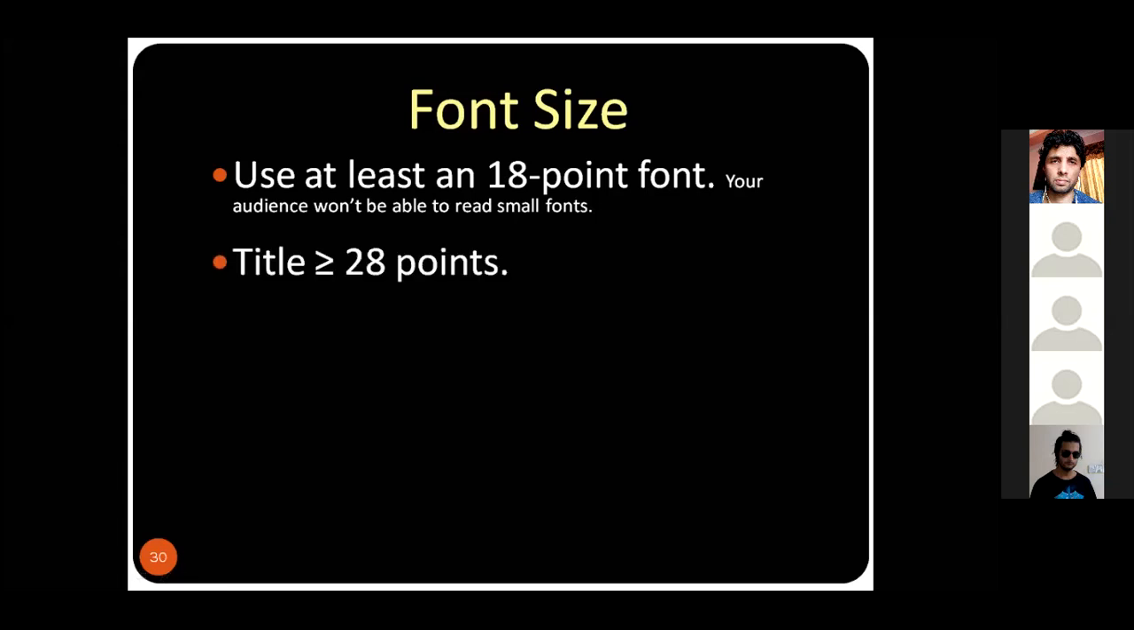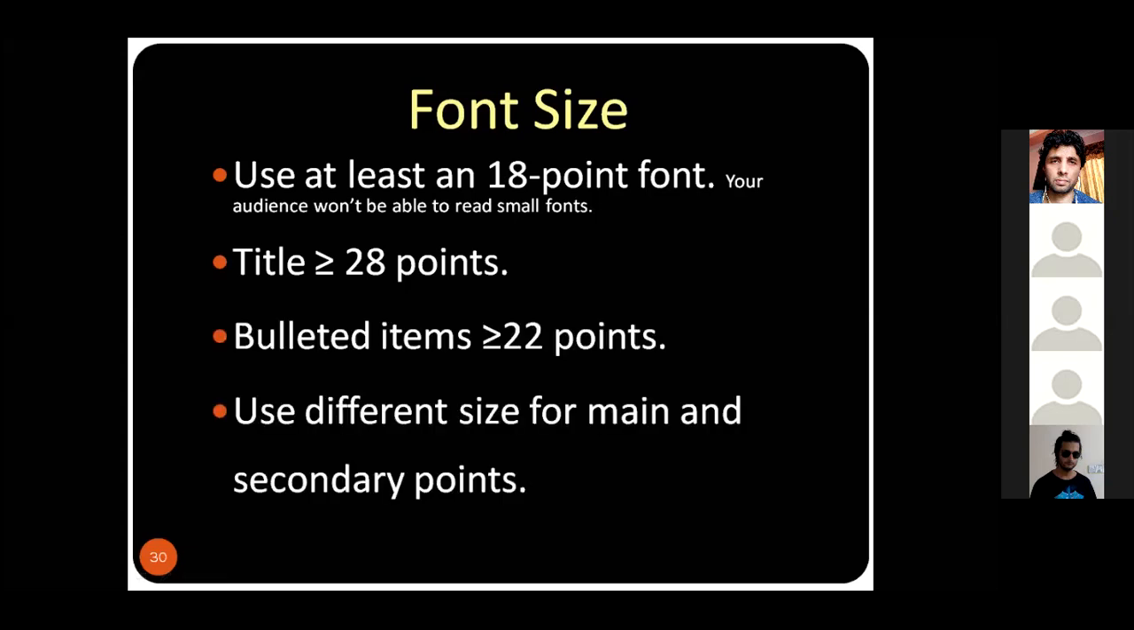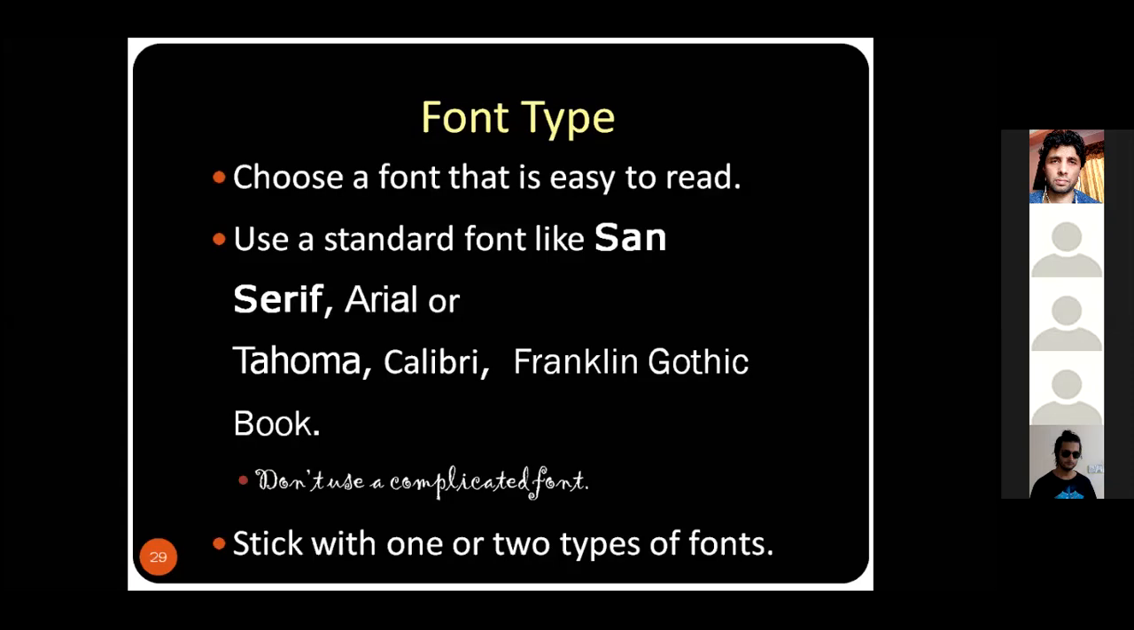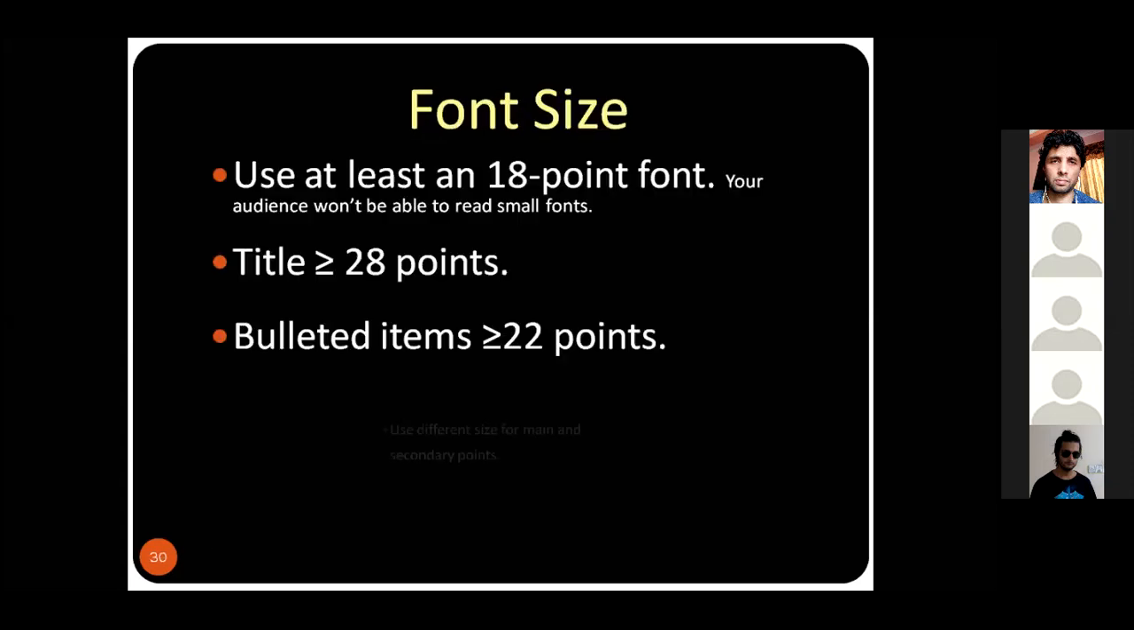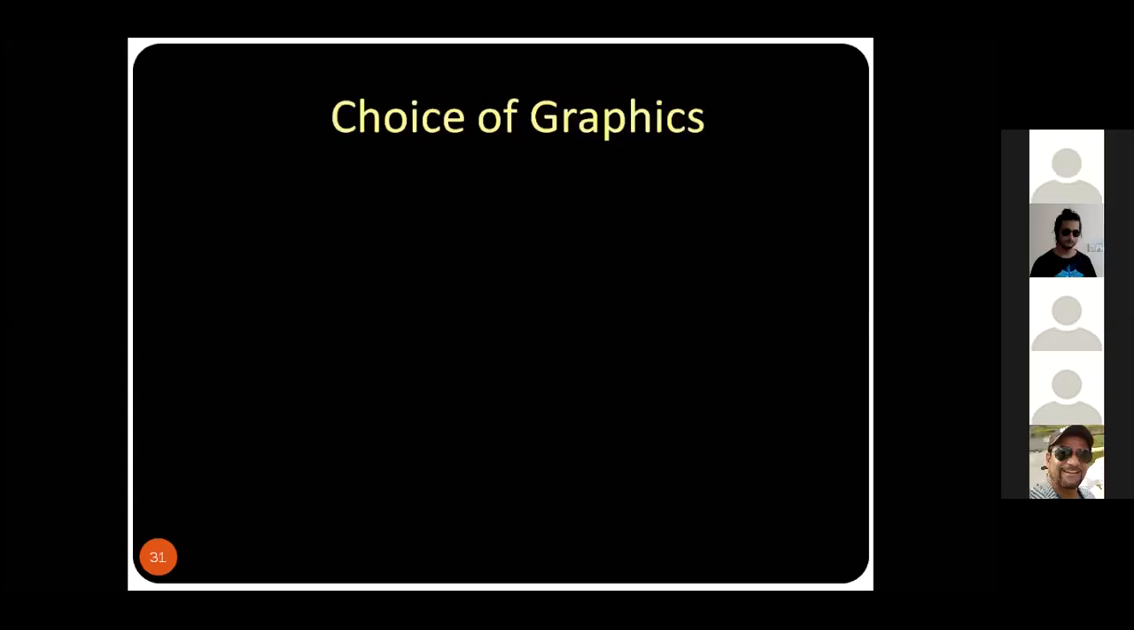So title should be at least 28 point or higher size, and the recommended is at least 30. As far as possible, you use 30-point font size. And bulleted items should be at least 22 points. And if you use a different font size for main and secondary points, it becomes relatively easier to understand. For the main bullet and title and subtitle, if you decrease the size of the font, it looks better.